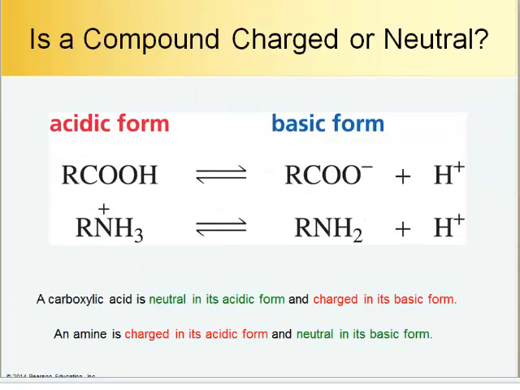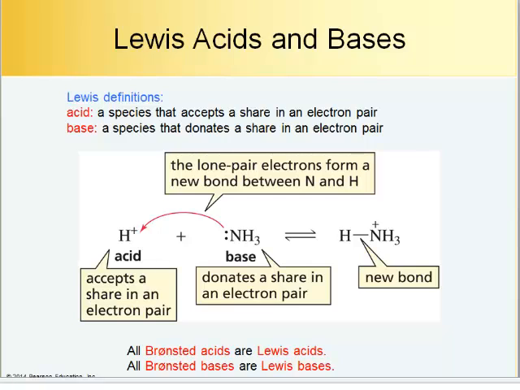Now you will also have to determine at some point whether a compound is charged or is it neutral. Is it in its acidic form or its basic form? And again, that answer is going to be in the pKa. If, for example, the pKa of this carboxylic acid is 4.76 and we are at a pH of 10, then the form of our carboxylic acid, we will actually be in the basic form because the pH is greater than the pKa.